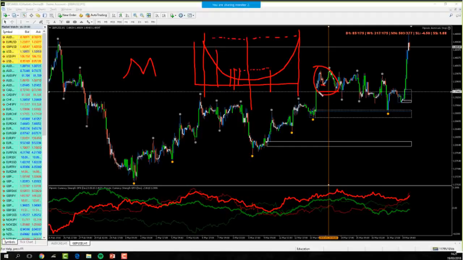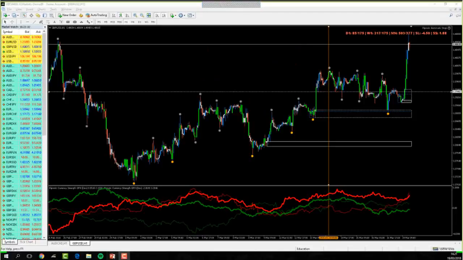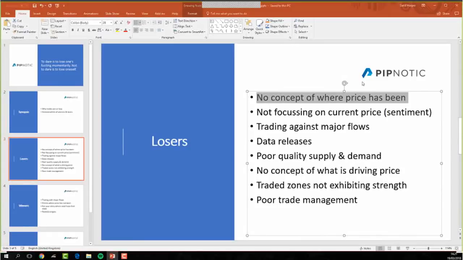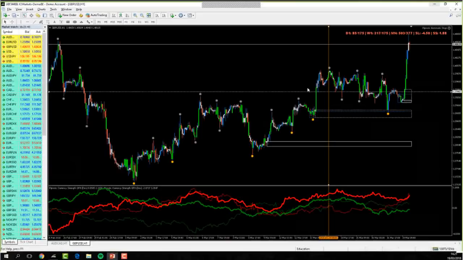Okay. Good. So that's a very important point about knowing where price has been back to. This is probably one of the most important points that I'm going to make today, and that is having a concept of where price has been. Okay, now we're going to look at another example.